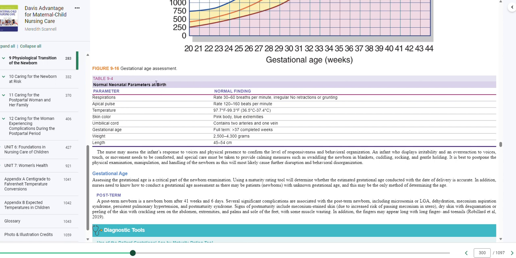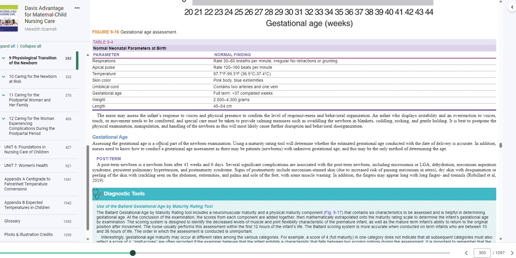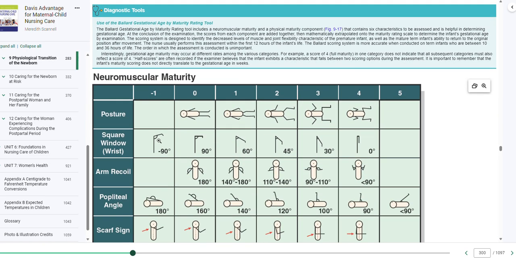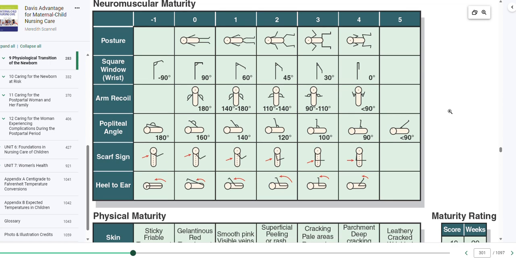There's another parameter for normal vital signs in an infant. This is the Ballard score, the Ballard tool that we use. We do this at birth as well, within the first hour. This is actually used at Archibald, and we will practice these together. We will do one of these together in clinical unless you do one on an infant at birth, okay?